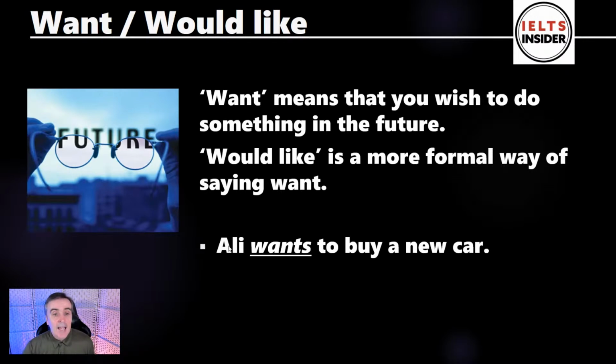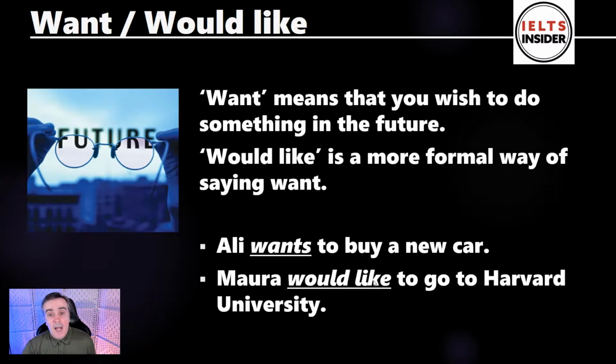So, for example, Ali wants to buy a new car. So, it's not something he can do just now, but something he wishes that will happen in the future. Maura would like to go to Harvard University. So, again, something that maybe can't happen now, but a kind of wish for the future. I would like to do that. So, yeah, when we're talking about things that we wish to do in the future, want or would like are really useful ways of doing this.